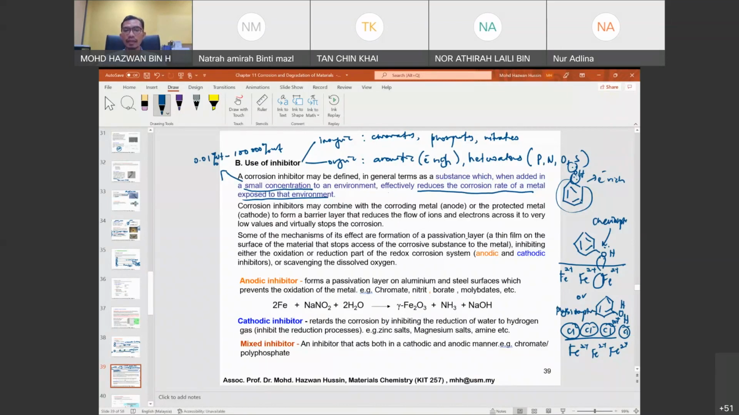Some of the mechanisms of its effect are formation of a passivation layer, a thin film on the surface of the metal that stops access of the corrosive substance into the metal, inhibiting either the oxidation or reduction part of the redox system. So we already know that in the corrosion process, it is redox. Oxidation occurs at the anode and reduction occurs at the cathode. So by introducing a corrosion inhibitor, it can jeopardize either the oxidation process or the reduction process.